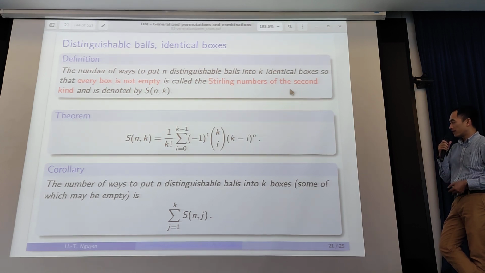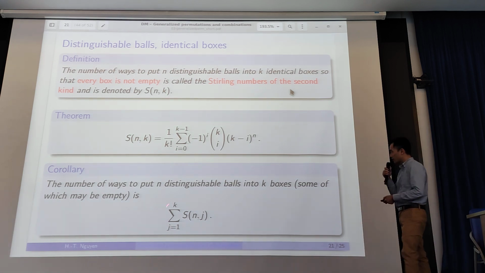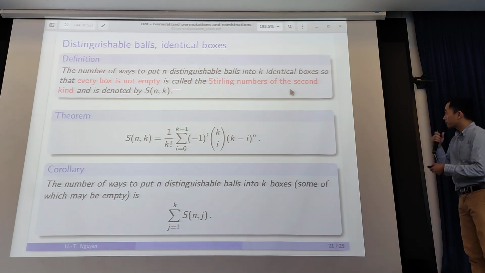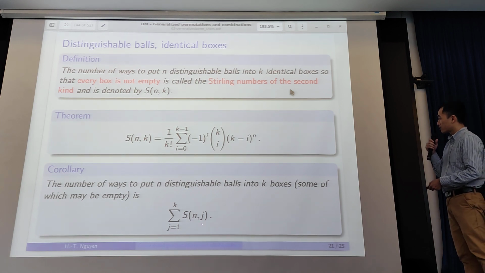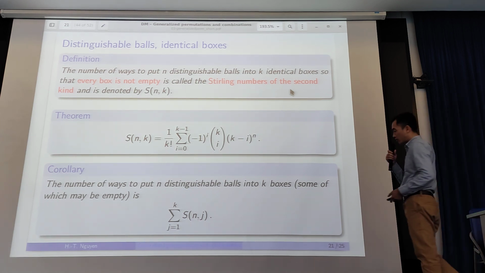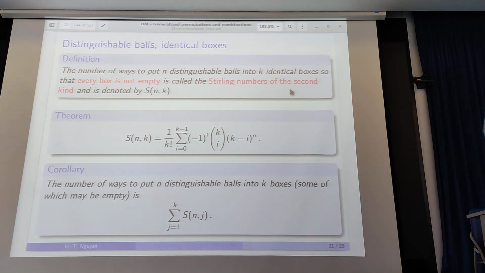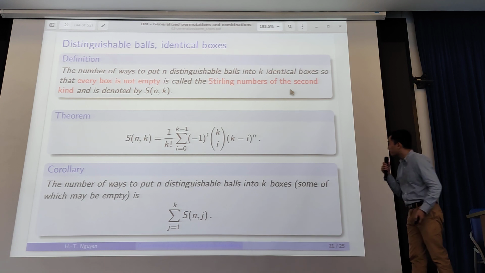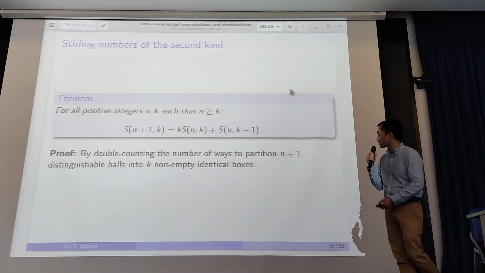If there are some empty boxes among the boxes, then we can simply calculate the sum of the Stirling numbers corresponding to N balls and J non-empty boxes with J going from 1 to K. So if some of the boxes can be empty, then the number of non-empty boxes is something between 1 and K. And we have this formula.